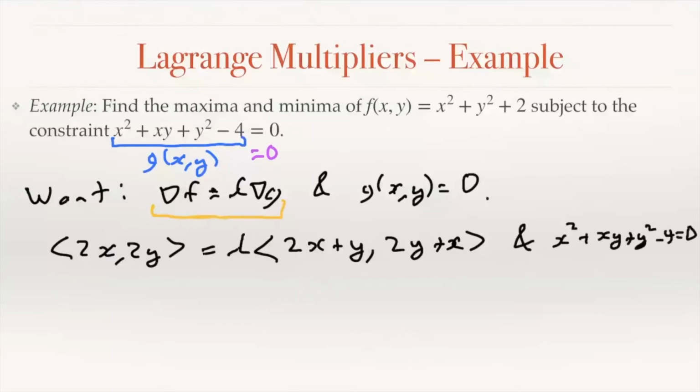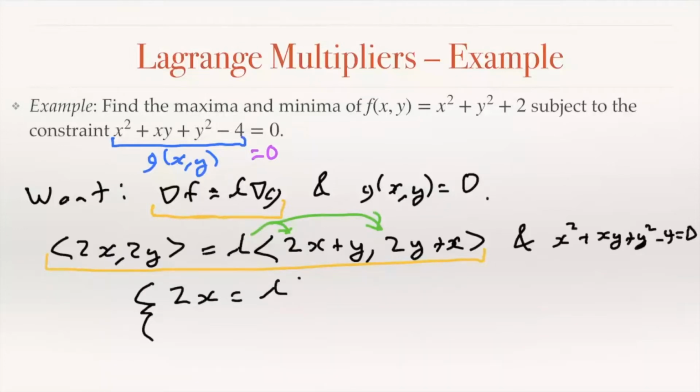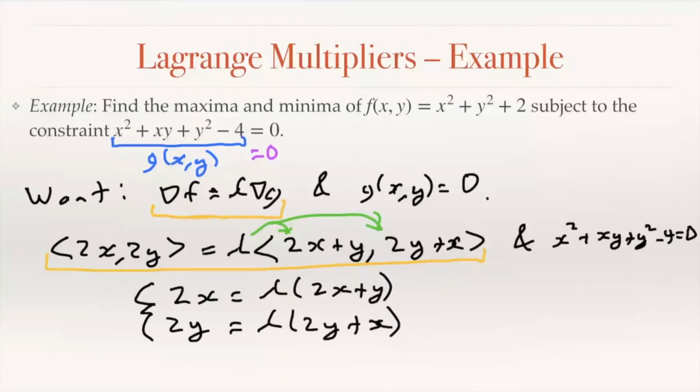Okay, now what we can do is realize that this is a system of equations. We can distribute the lambda to both parts. And if two vectors are equal, their components are equal. So from that, we get that 2x is lambda times (2x plus y). And also 2y is lambda times (2y plus x). Okay, and then this guy is still hanging out.